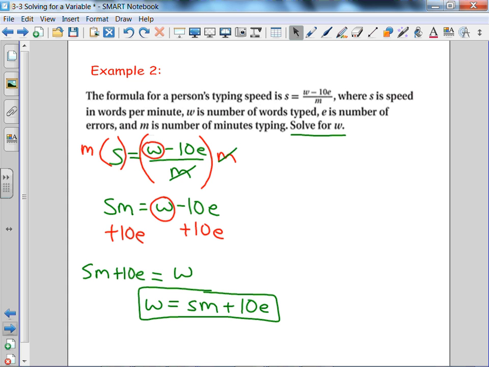Notice that the variables didn't change. The letters S, M, and E, they're not important. We never need to know what they are. We just have to be able to move them. So we need to know their relationship to each other.